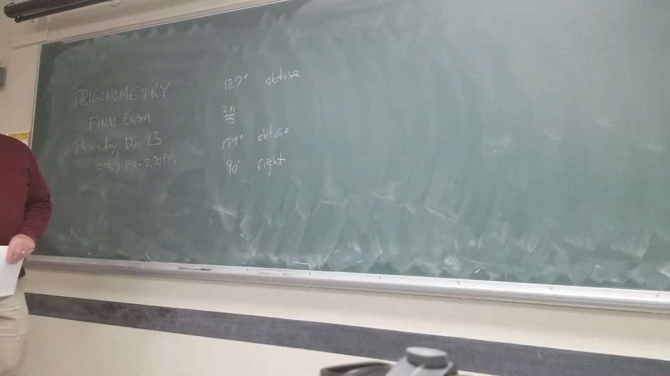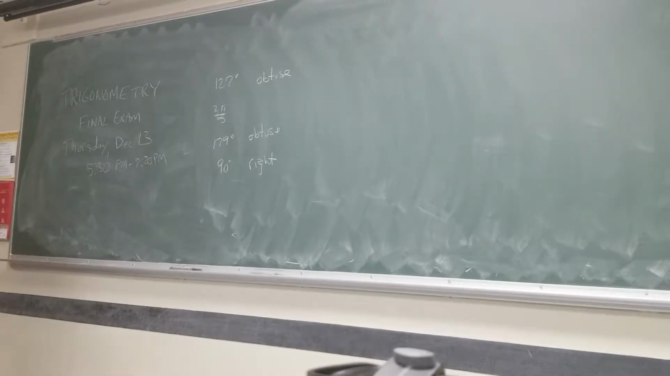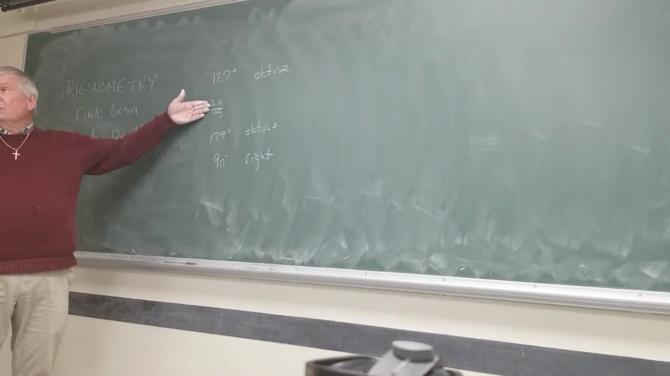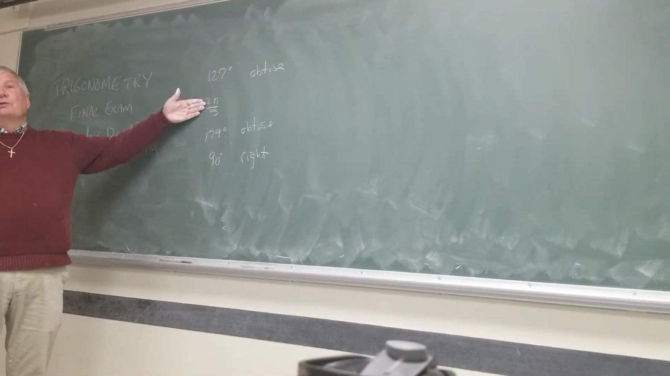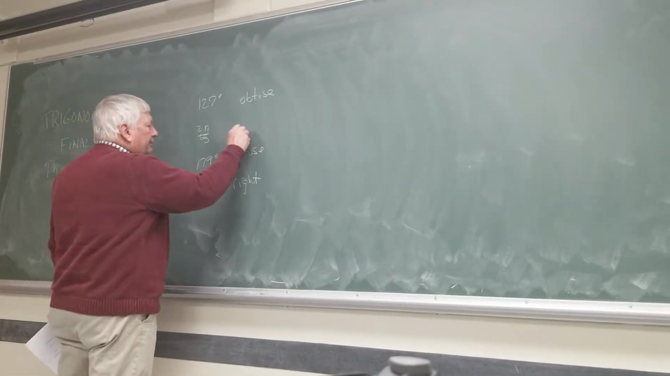That just leaves 2 pi over 5. The dividing line is pi over 2, which is 5 pi over 10. And this is 4 pi over 10. So this is less than pi over 2, so it is acute.